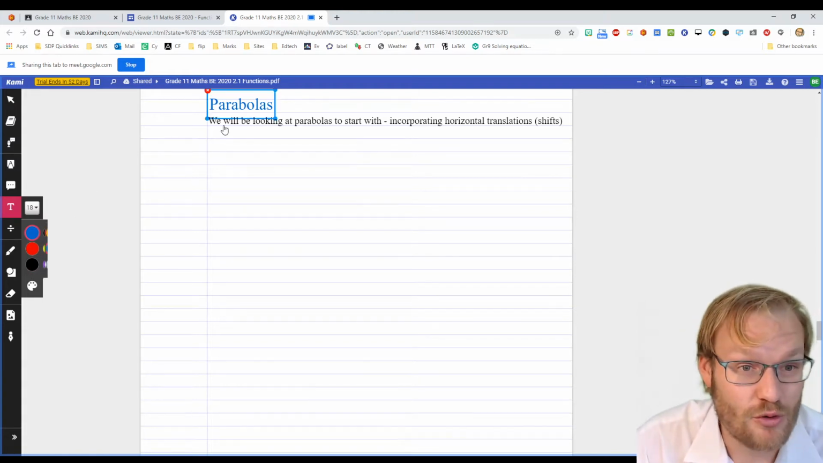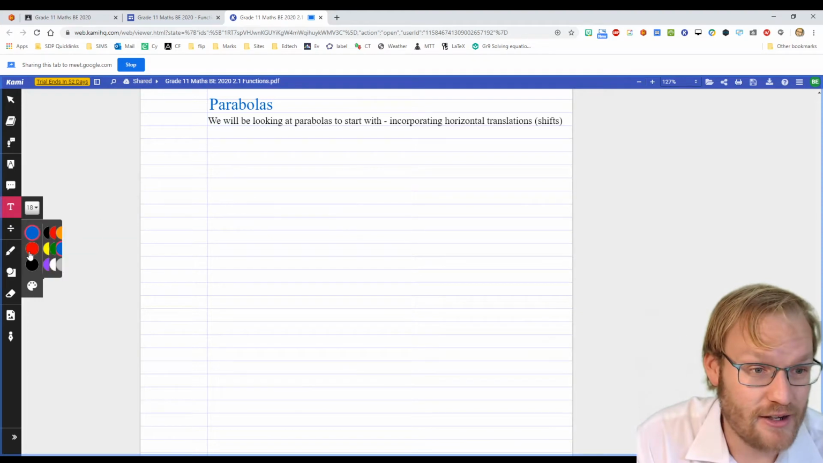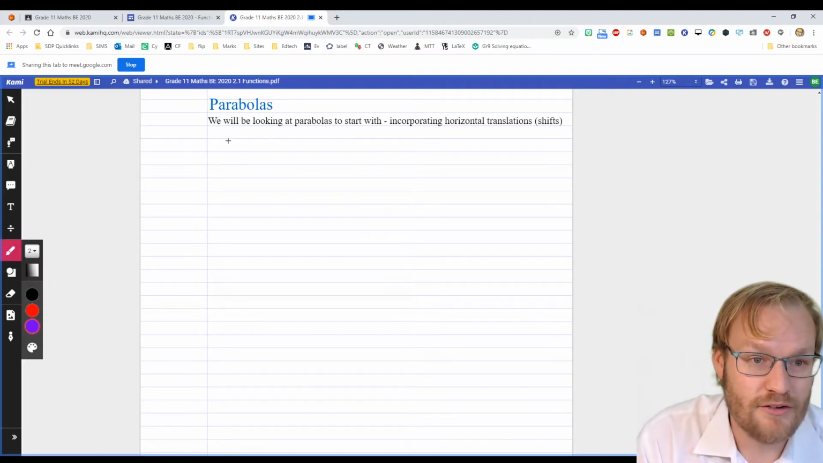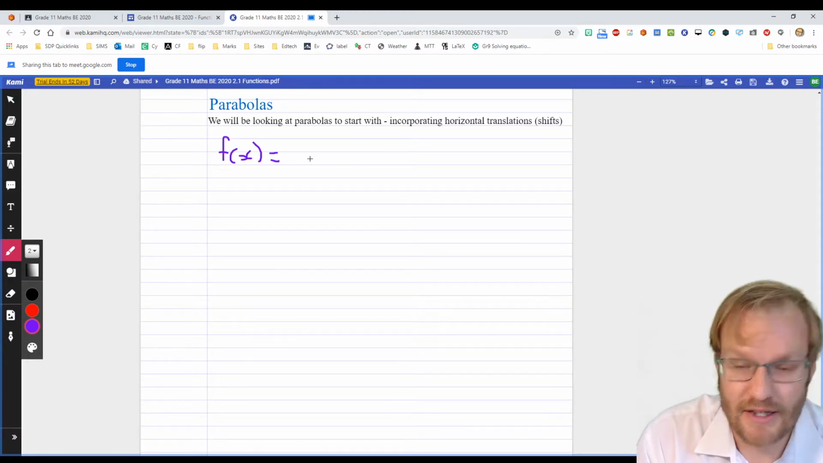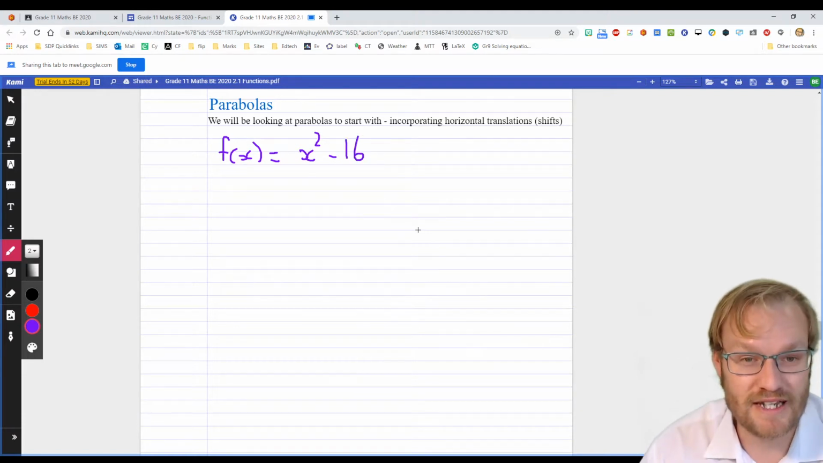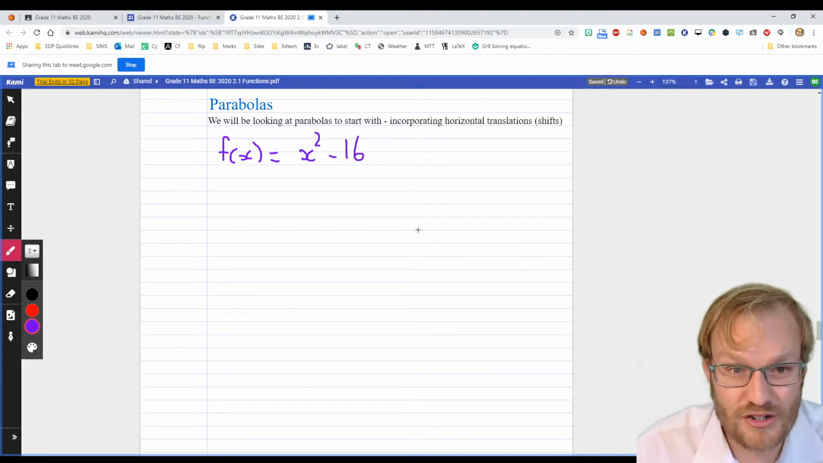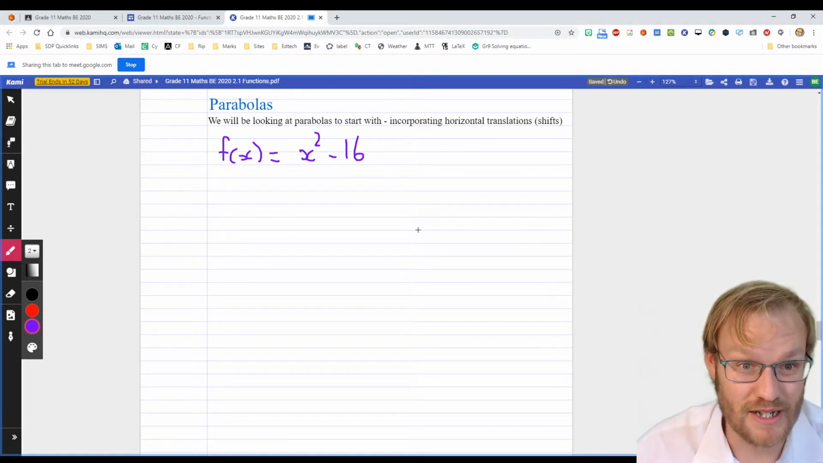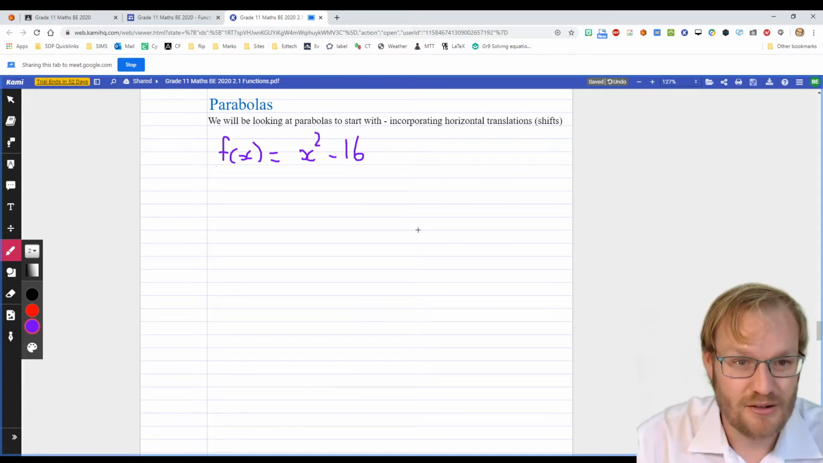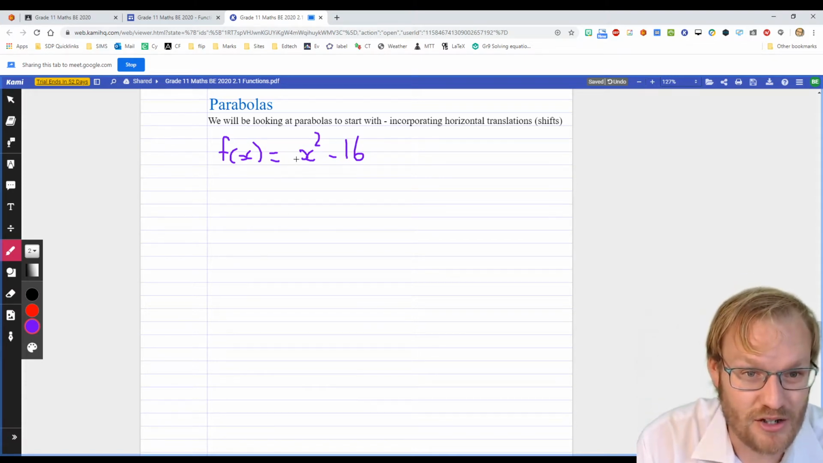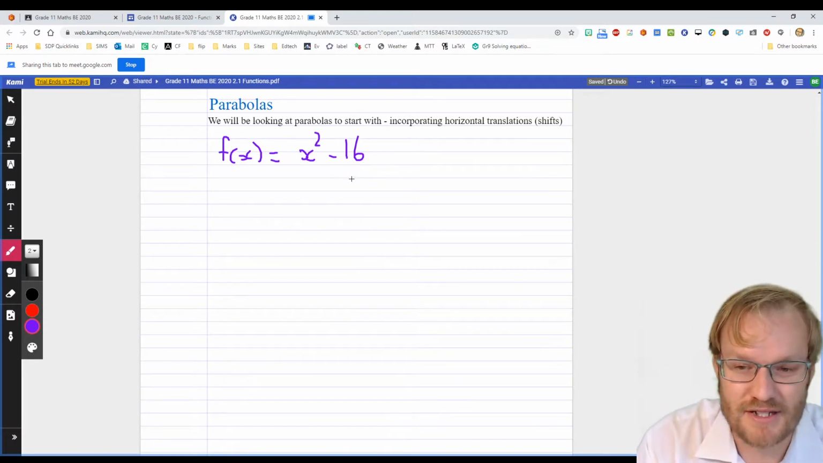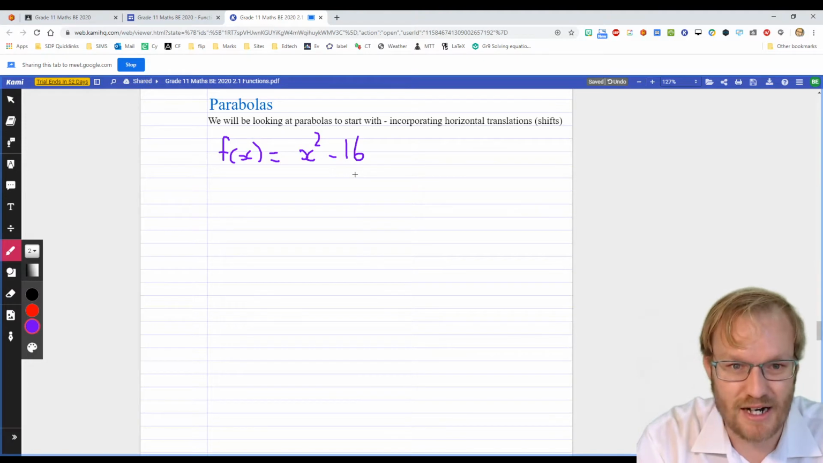Okay, so if we're given a parabola, and our first parabola is f of x equals x squared minus 16, and I asked you to sketch that function, we should be able to sketch that quite quickly and easily. Firstly, is it a happy or a sad parabola? Well, we look at the a value in front and go, it's positive, therefore it's a happy parabola. What does the negative 16 do? It translates it down, so it moves it down.